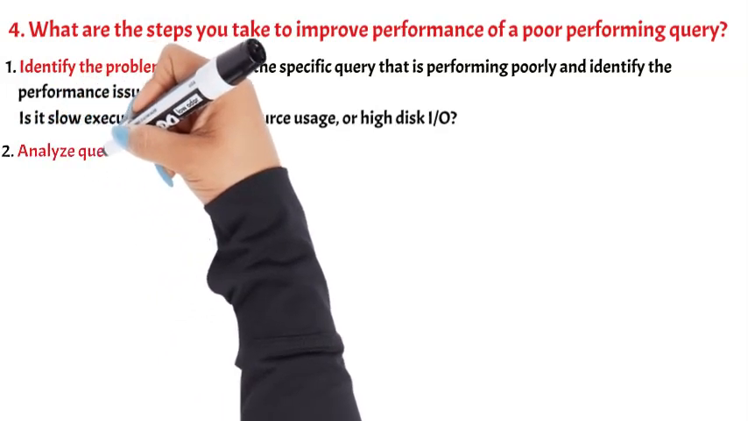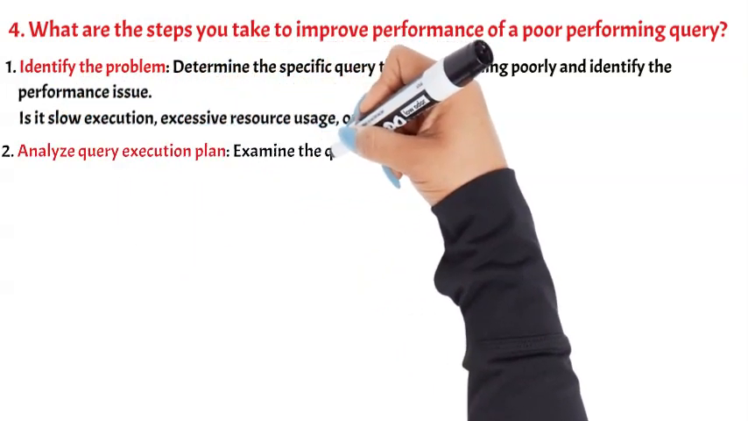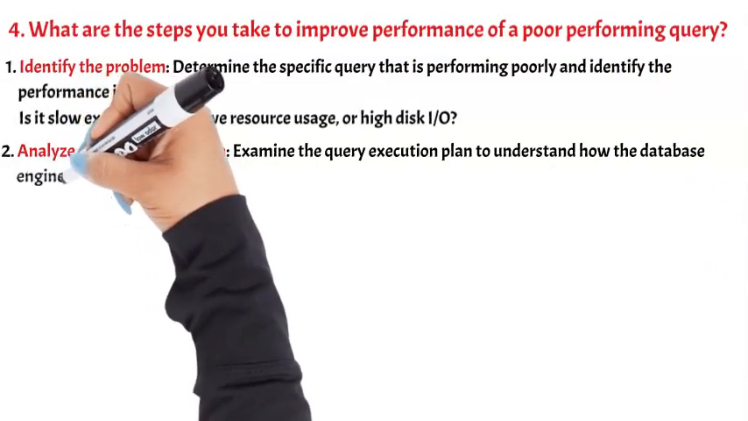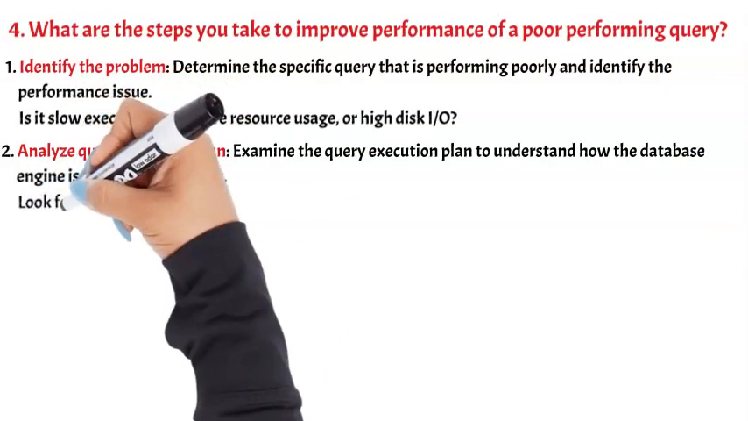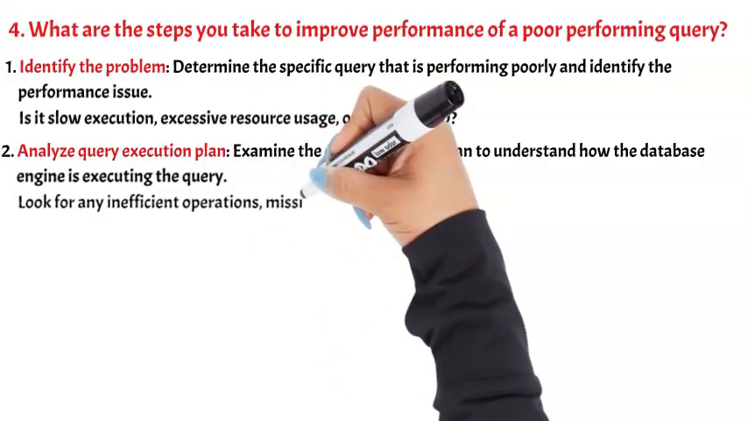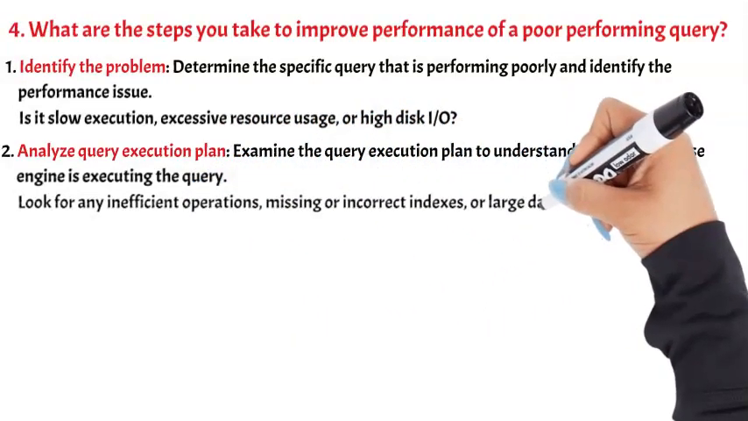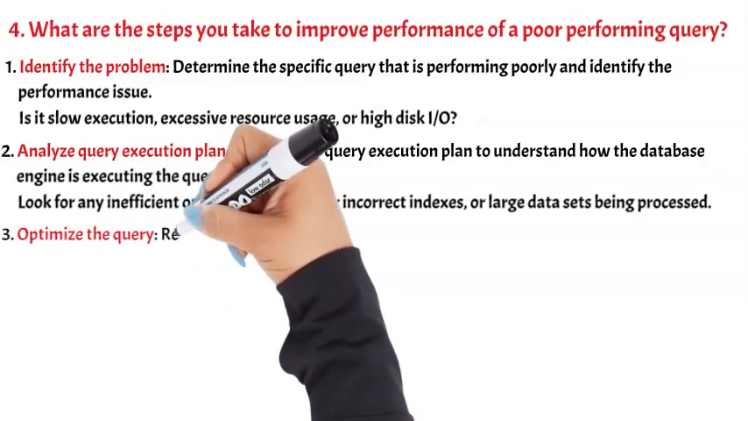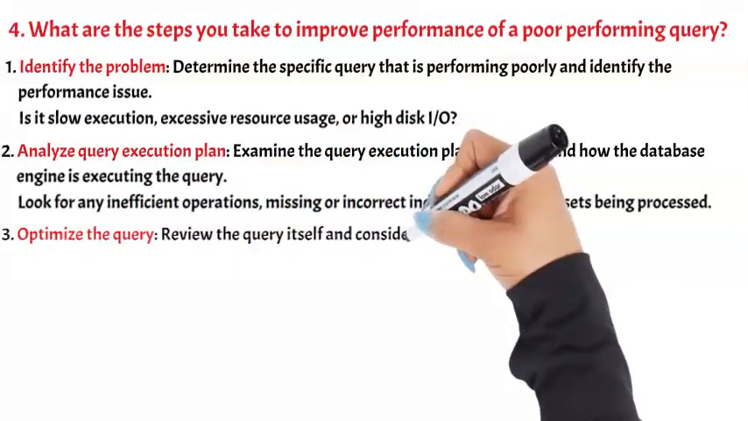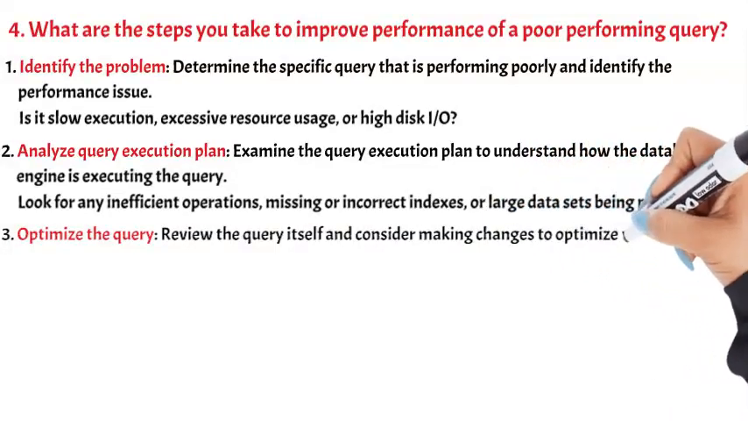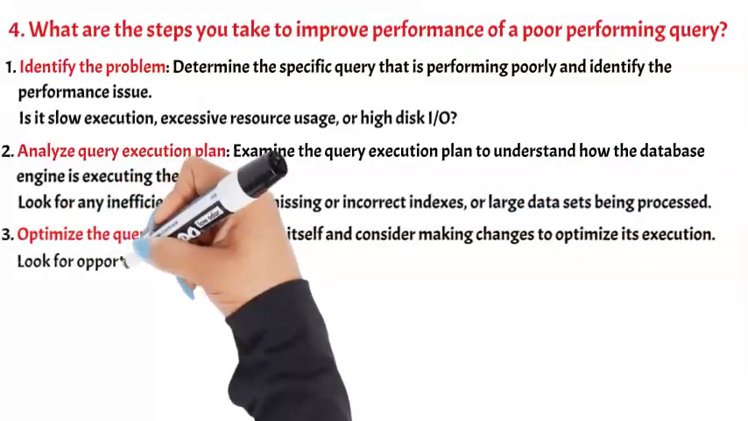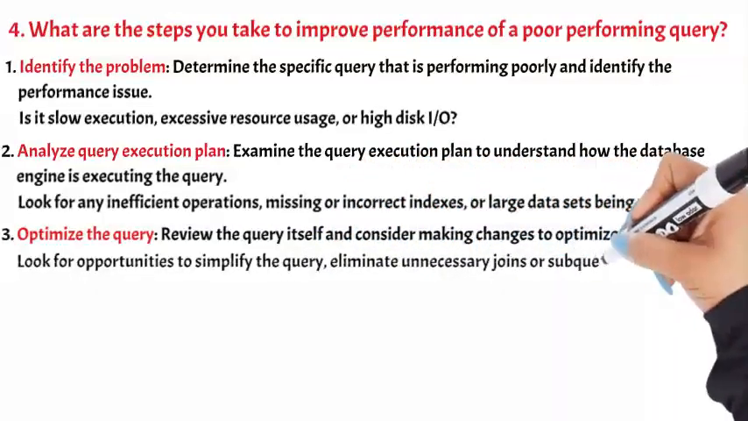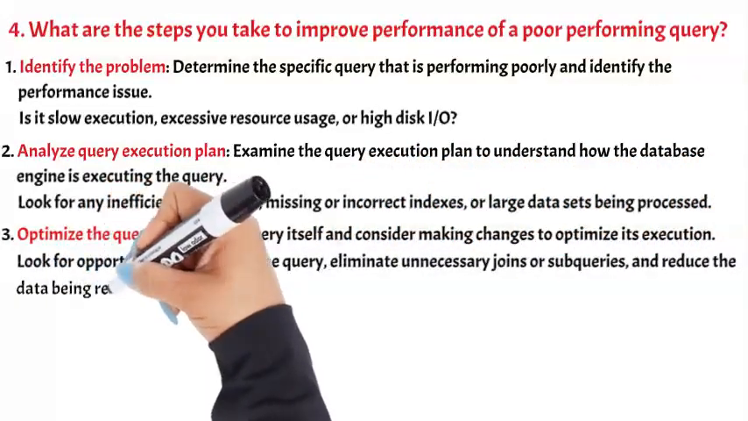2. Analyze query execution plan. Examine the query execution plan to understand how the database engine is executing the query. Look for any inefficient operations, missing or incorrect indexes, or large data sets being processed. 3. Optimize the query. Review the query itself and consider making changes to optimize its execution. Look for opportunities to simplify the query, eliminate unnecessary joins or subqueries, and reduce the data being retrieved.